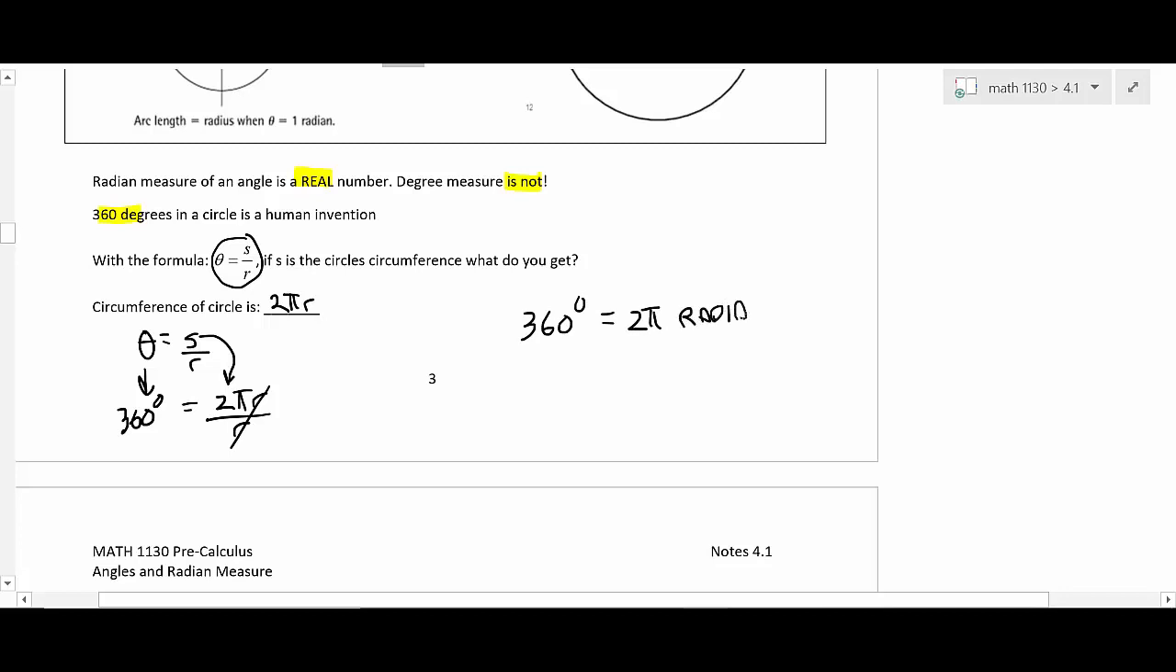Okay, that's where it comes from, and that's an important discovery in mathematics because that gives you the precise connection between degrees and radians. It just means one lap around the circle is 2 pi radians. Does that make sense? Okay, all right, so don't forget that. 2 pi radians is 360.